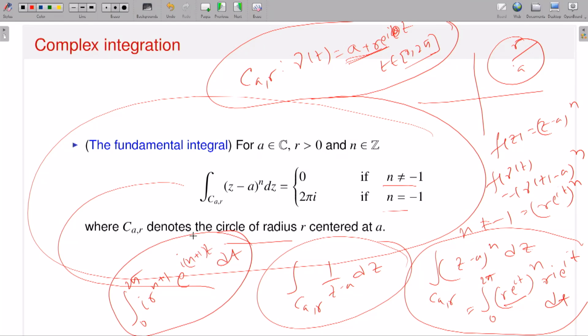Now you will see, if n is equal to minus 1, it will not contribute, it will be 1, right? So that means it will have some value, and this will be exactly equal to 2 pi i, you will check it, okay? But now what will happen?